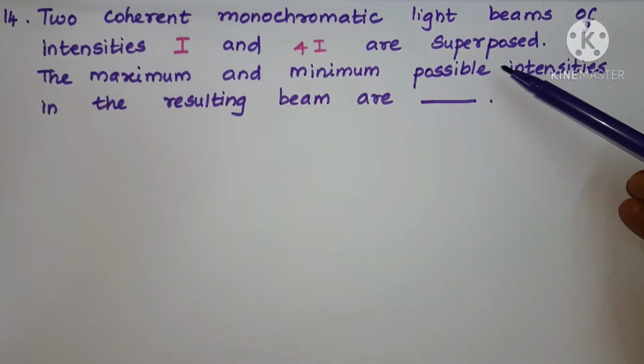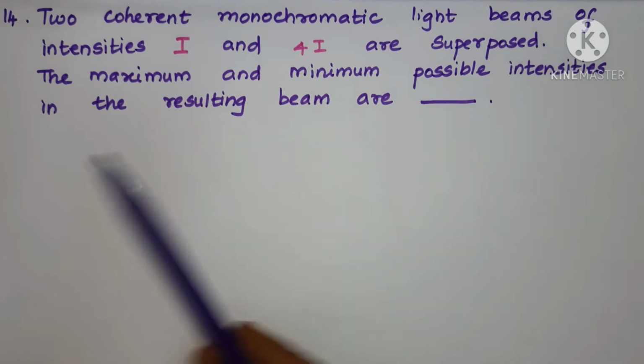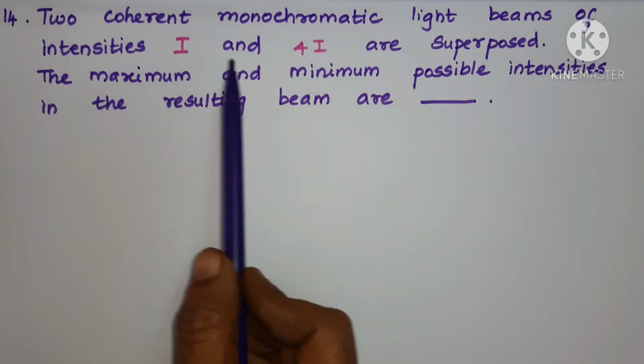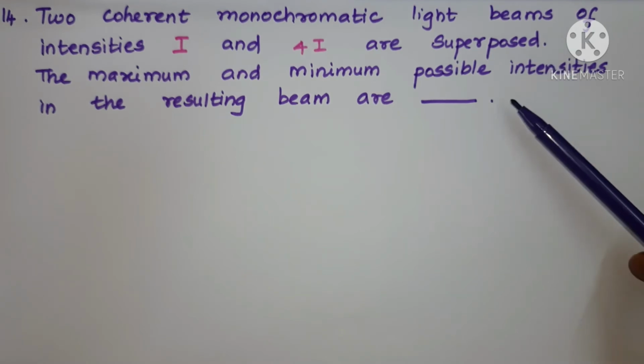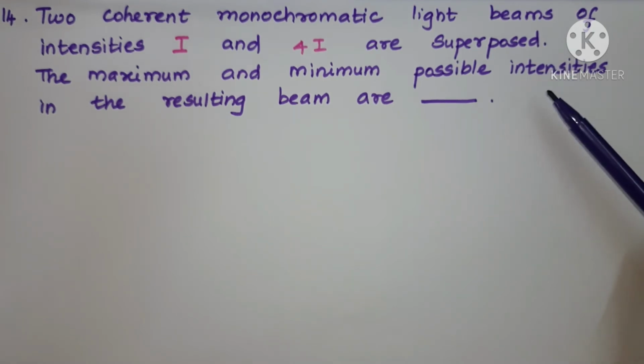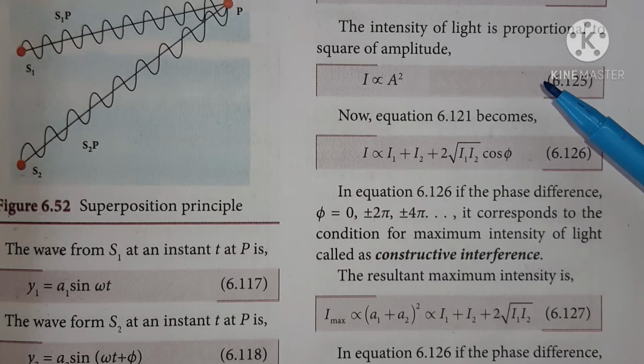Two coherent monochromatic light beams of intensities I and 4I are superposed. The maximum and minimum possible intensities in the resulting beam are, it's asked. You can see the solution.